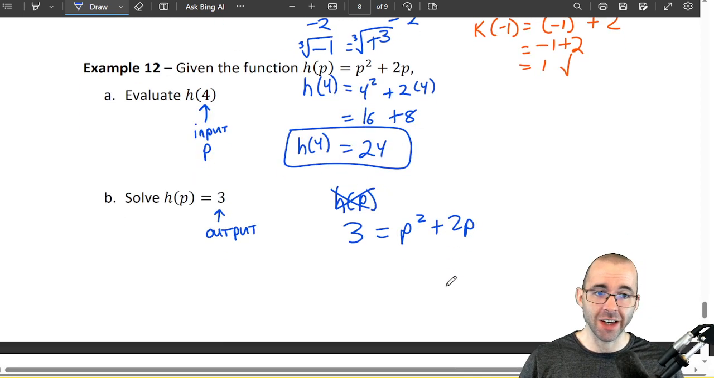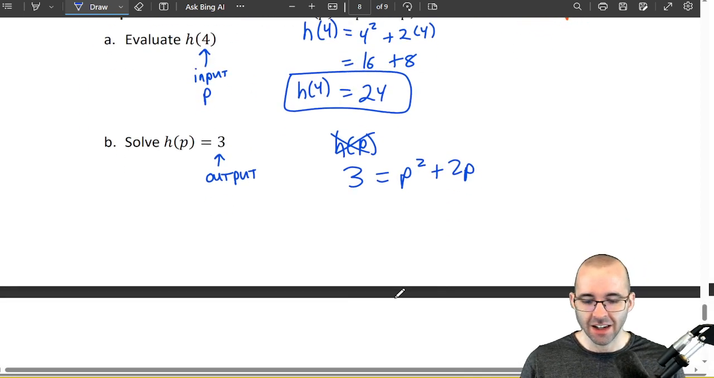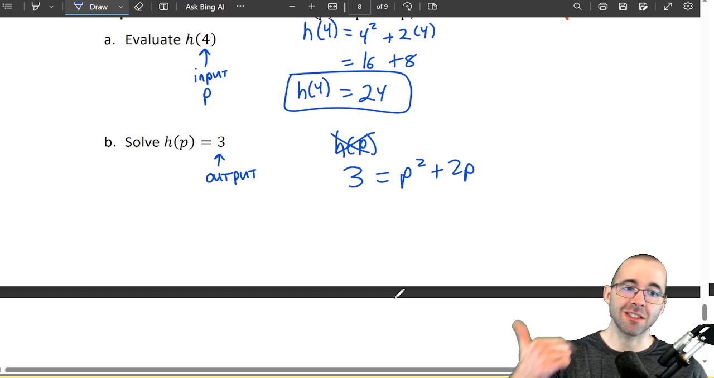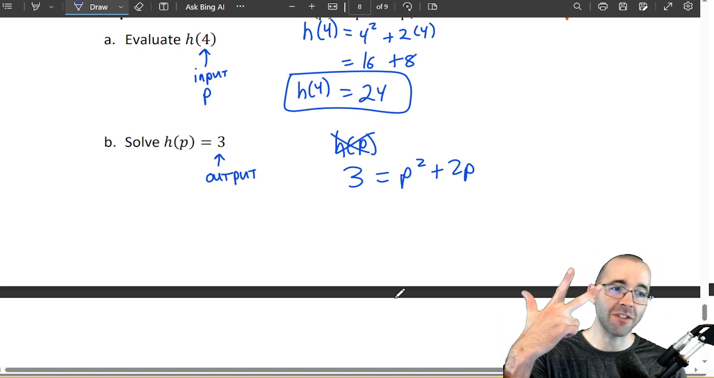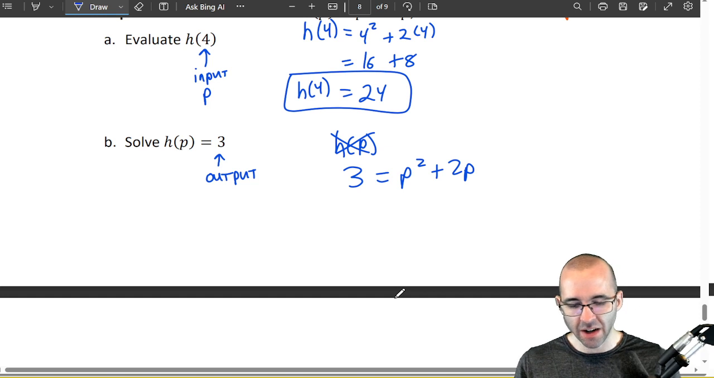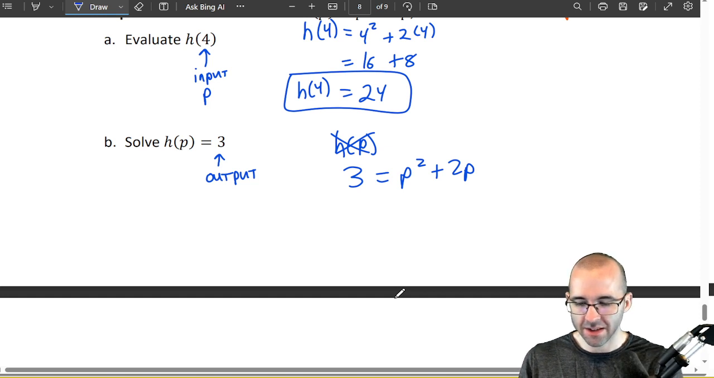We got a quadratic equation. So there's a lot of different ways that we can do this. We can solve it by factoring. We can solve this with a quadratic formula. We can solve this by completing the square. Lots of ways of doing this. I'm going to complete the square because I love completing the square.